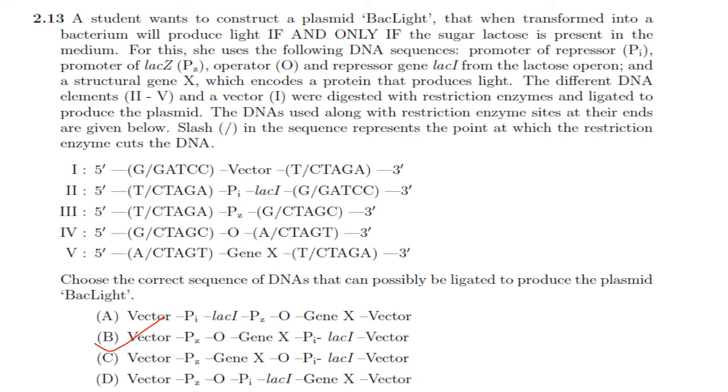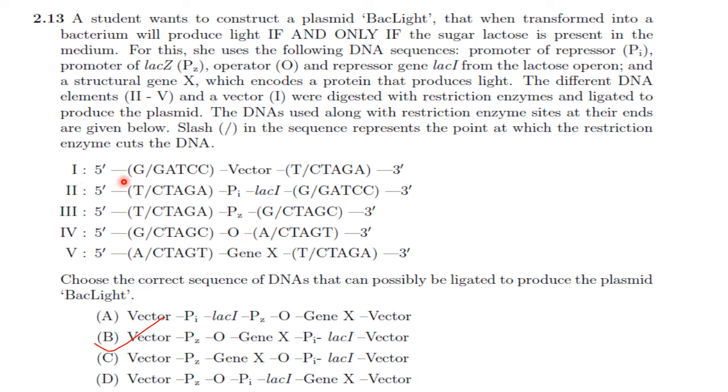So they have given the DNA elements and their restriction enzyme sites, and we have to choose the correct sequence of DNA. Now one thing you have to remember is that when you are choosing for ligating the vector, the 5' end should get ligated to the 3' end. So that will be the order of ligation.